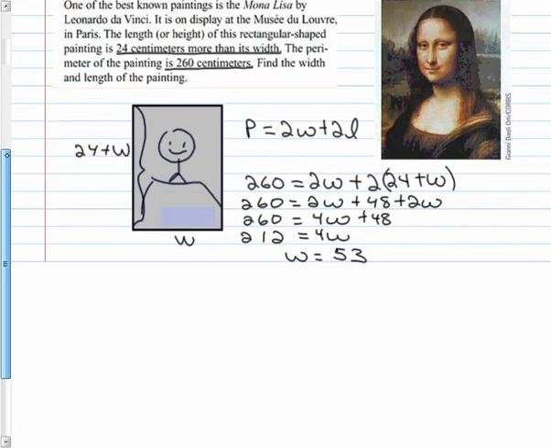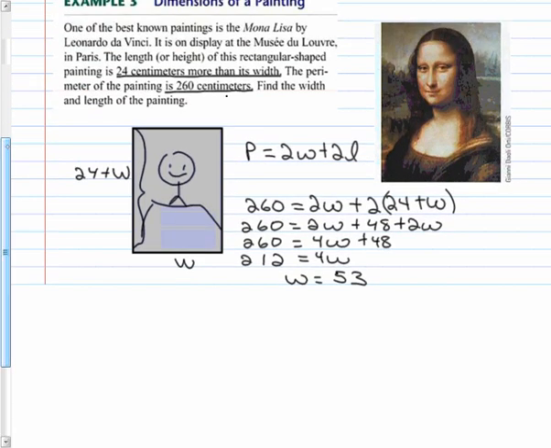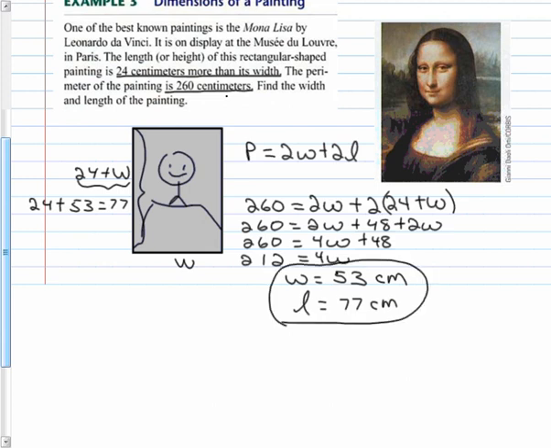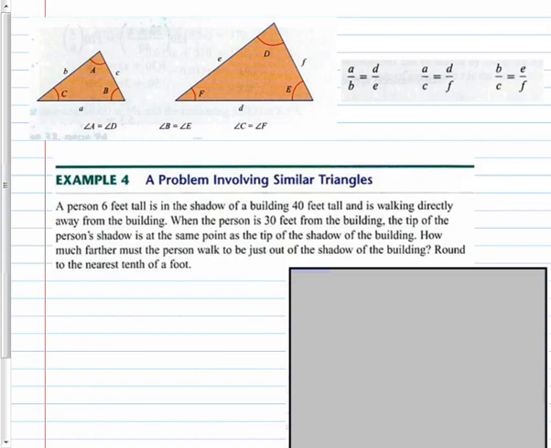Wonder what the unit was on this. Did they tell us? Centimeters. 53 centimeters must be the width. Find the width and the length of the painting. All right, well, the width is 53, and the length is, what's 24 plus 53? How much? 77. The length must be 77 centimeters. All right, that wasn't so bad.